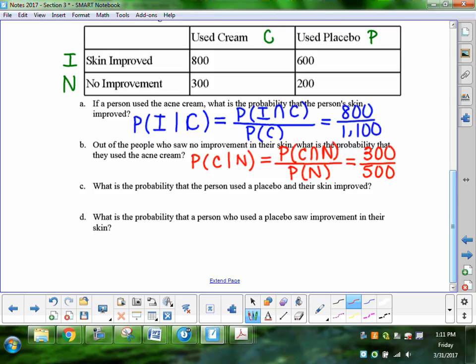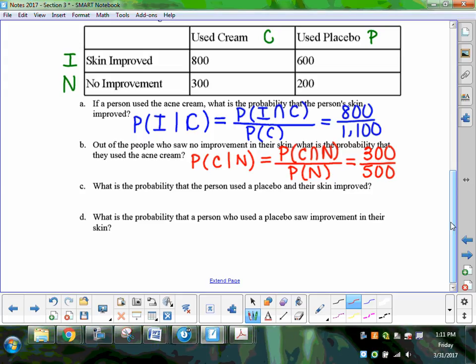What's the probability that the person used the placebo and their skin improved? Now, this one is not conditional. It's direct. What's the probability? And we have something that it's going to reference that I always list out. You all tend not to in the beginning.